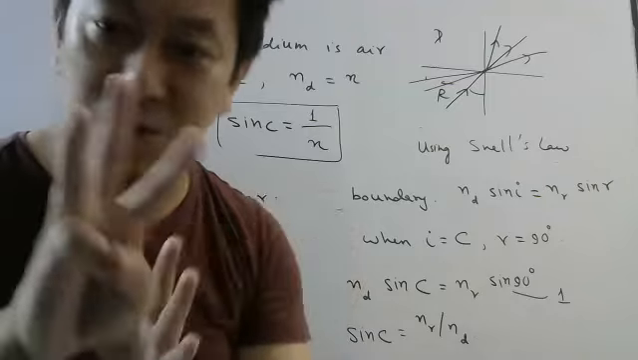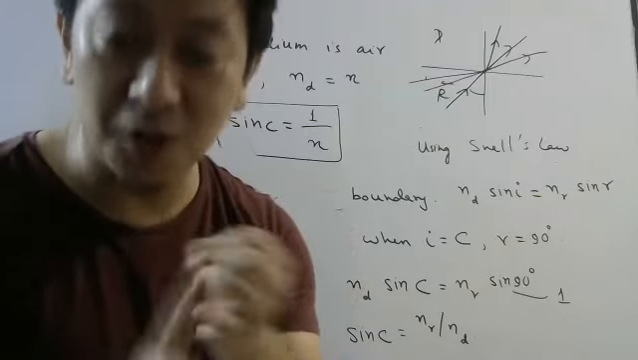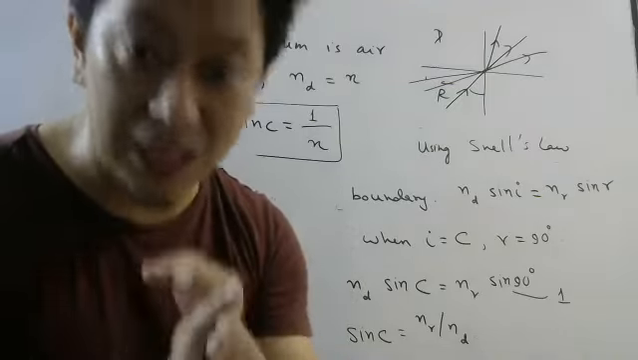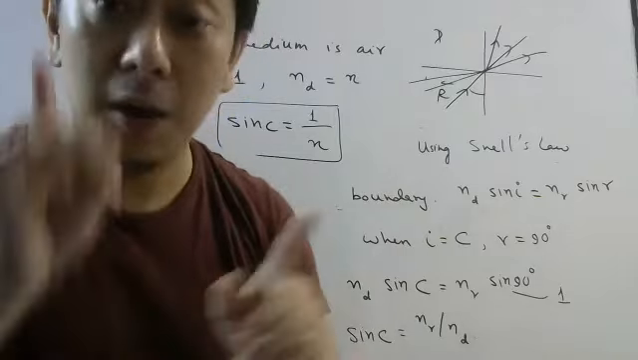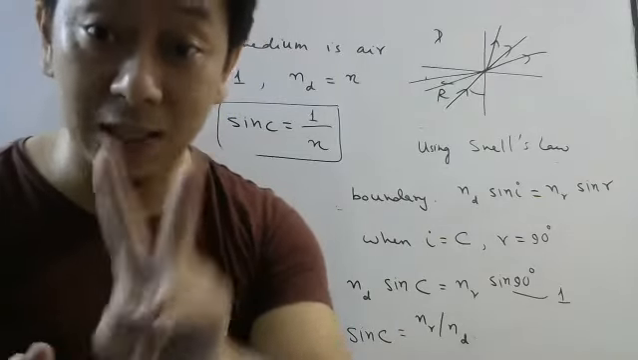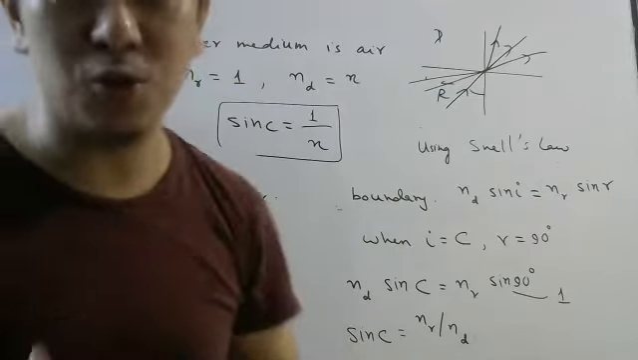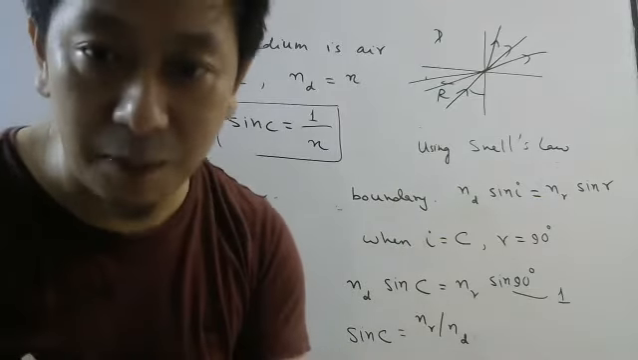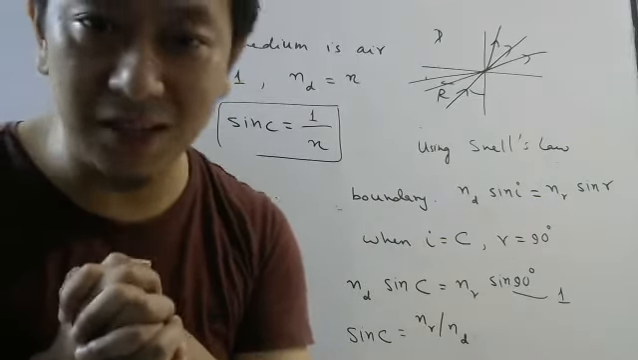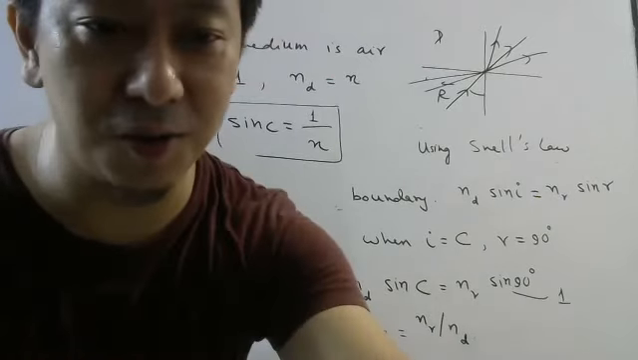Derivations are not needed for those 3. Simple microscope, compound microscope, telescope, derivations are not needed. But ray diagrams they can ask for 2 marks. So we will practice those ray diagrams. Then myopia, hypermetropia ray diagrams we will practice. That's it. Okay. So thank you for today.